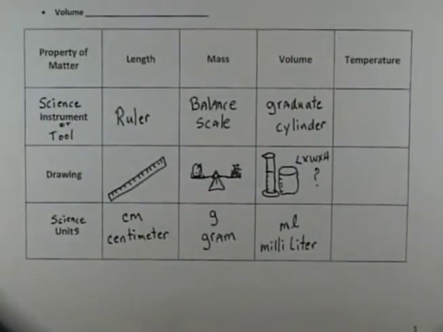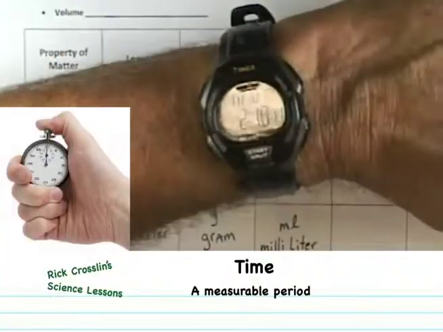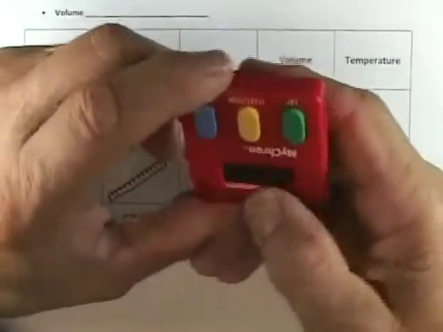All right, so we have 3 of these so far. We have length, use a ruler, measure in centimeters. Mass, use a balance scale, measure in grams. Volume, use a graduated cylinder, measure in milliliters. Very cool. And there's other things like measuring time. I might use my watch, or I might use a stopwatch.